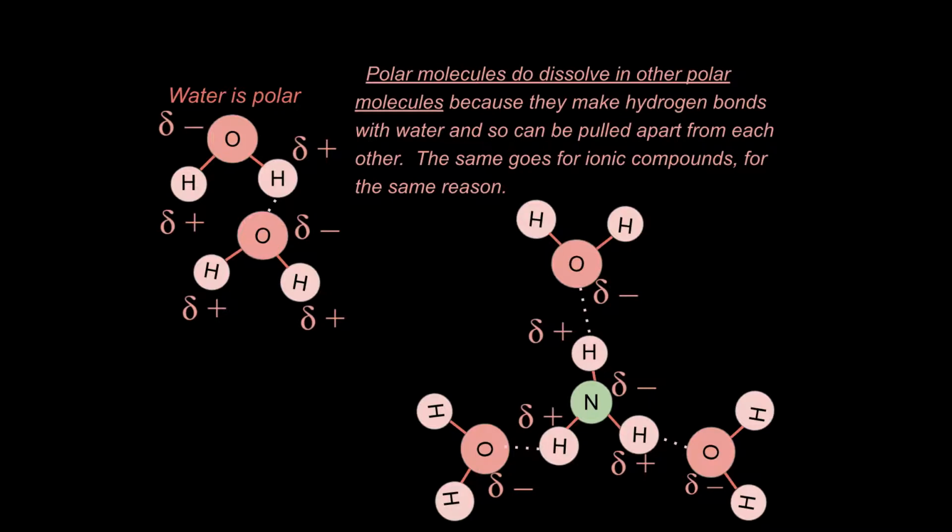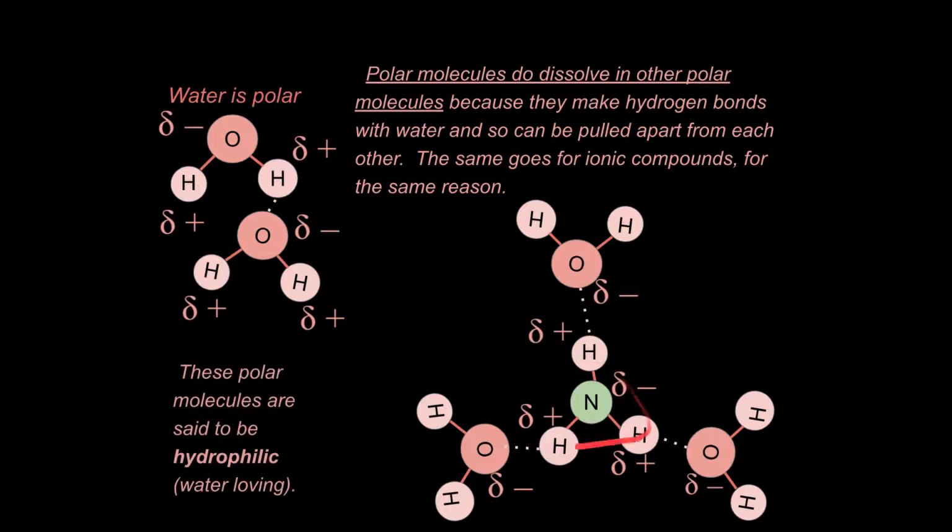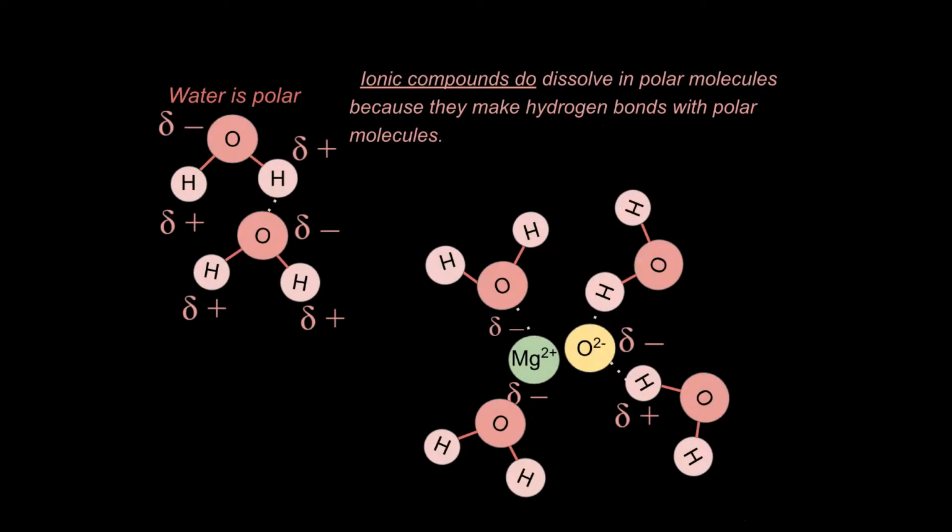So that's what we had talked about with polar molecules, and we had said that polar molecules dissolve in other polar molecules, and this is what we mean by this. Like right here you can see ammonia. And we can say that molecules like this are also said to be hydrophilic, or water-loving. And then we also said that ionic compounds can be dissolved in polar molecules as well. So if you have a salt, like magnesium oxide, that can be pulled apart and readily dissolved in water. You know this. You've seen water dissolve things like salt before with no problem.